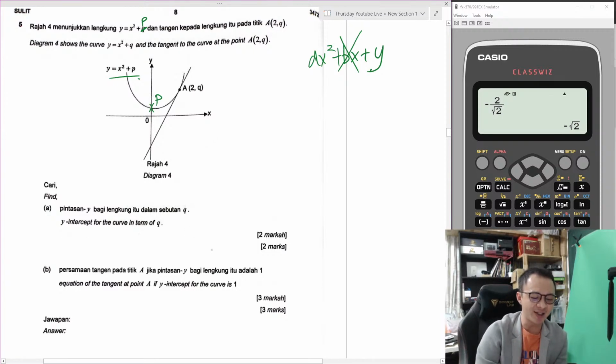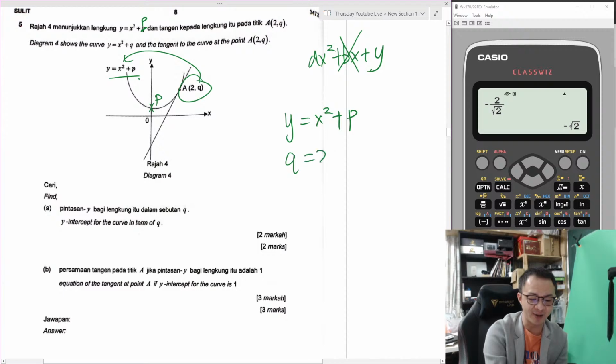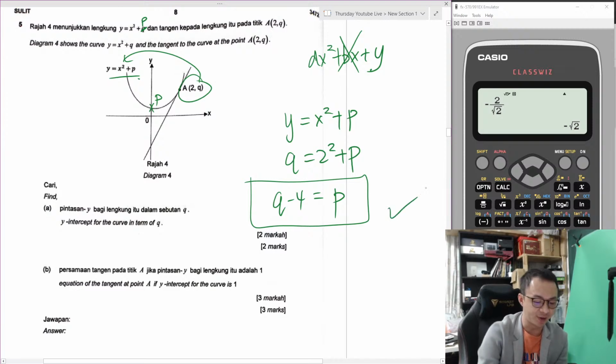So the first one, they asked us to find the y-intercept in terms of q. In order to do that, I just need to find the p value by subbing this coordinate into the equation. So y equals x squared plus p. My y is equal to q, my x is equal to 2. So my p is exactly my y-intercept, right? Because the y-intercept is p. So this one should be q minus 4. So I got the 2 marks.